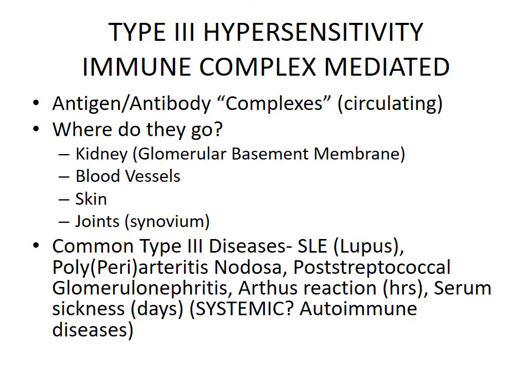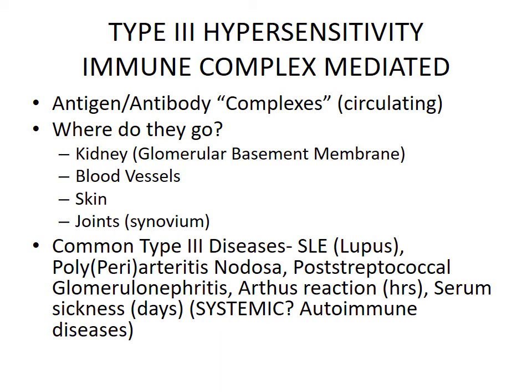Now, type 3 hypersensitivity, or immune complex mediated hypersensitivity, is basically antigen-antibody complexes. They are not found on the cell surface, and antibodies do not get attached to a surface antigen. These complexes are formed in circulation. When they form in circulation, they are attracted towards sites like the kidneys, glomerular basement membrane, blood vessels, skin, joints, and synovium. So these are the four kinds of tissues where they tend to get deposited: kidneys, blood vessels, skin, and joints.